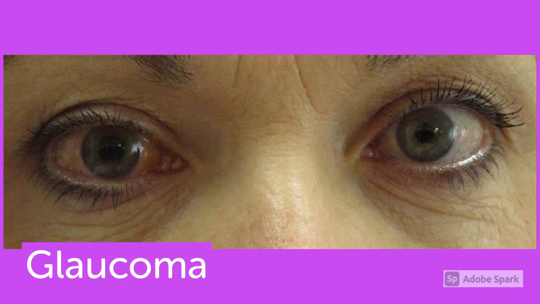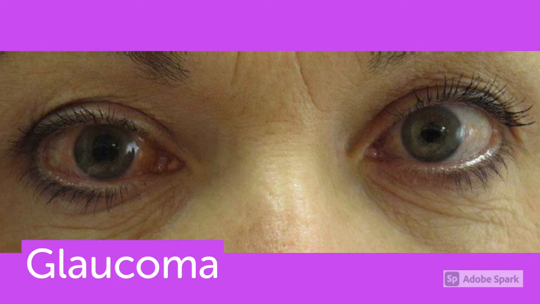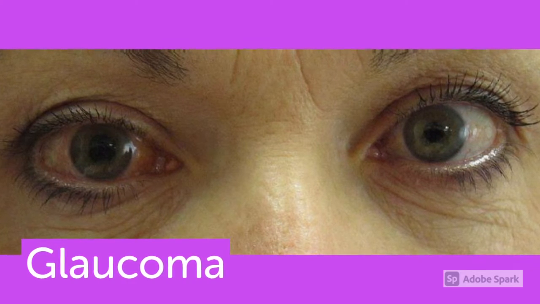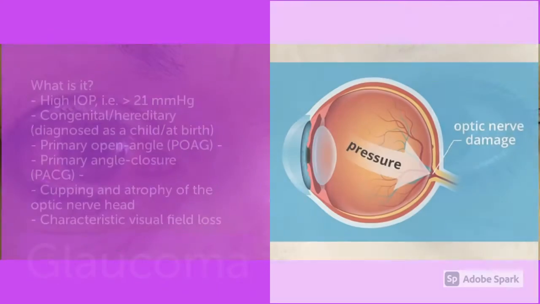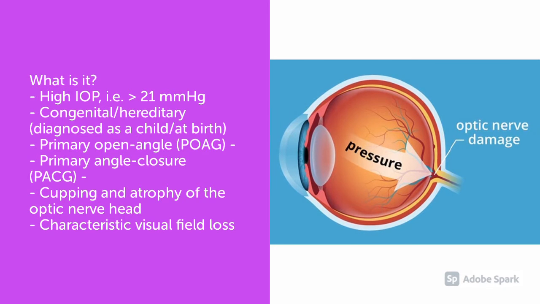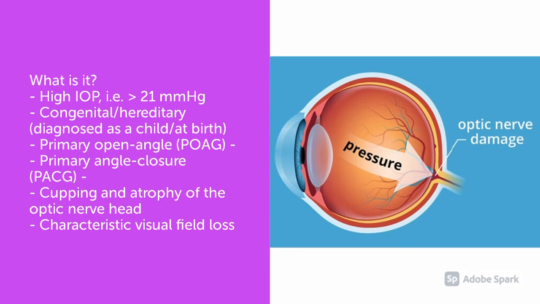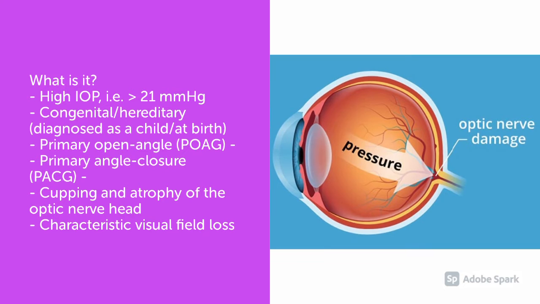The third illness that I researched is glaucoma, and you can see how red this person's eyes are, which is an indication of glaucoma. What is glaucoma? Glaucoma is caused by intraocular pressure when it's greater than 21 millimeters of mercury, which is how pressure inside of the eye is measured. It can either be congenital or hereditary, which is diagnosed as a child or at birth, primary open angle, primary angle closure, and is caused by cupping and atrophy of the optic nerve head and characteristic visual field loss.